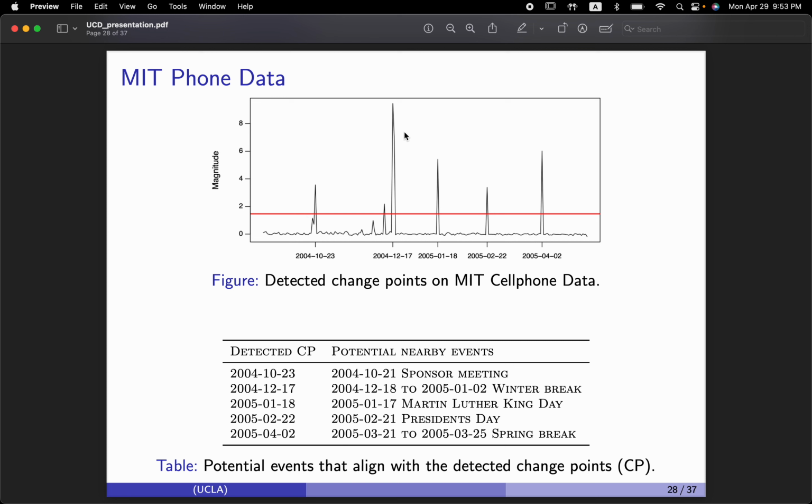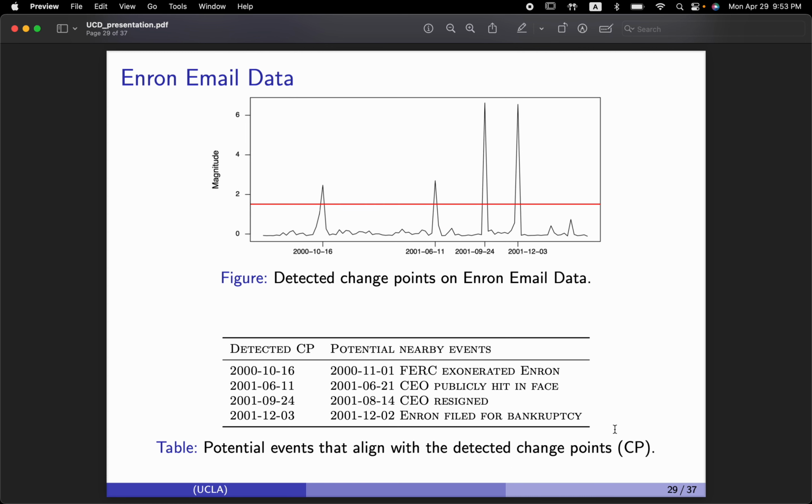So the largest spike is associated with the winter break, which is in fact one of the major events that substantially altered how these students interact with each other. And also in mid October, there's a sponsor meeting where about 2/3 of the students participated. So we are also able to pick up this particular change point. And then we are also able to pick up some of the holidays and also the spring break with our proposed framework. And the second example is the Enron email data.